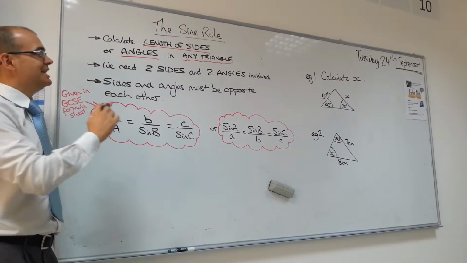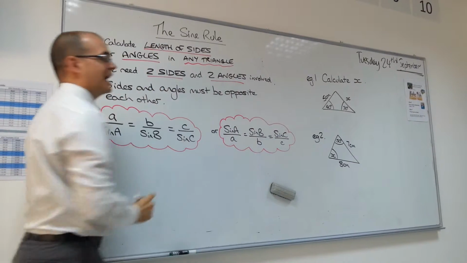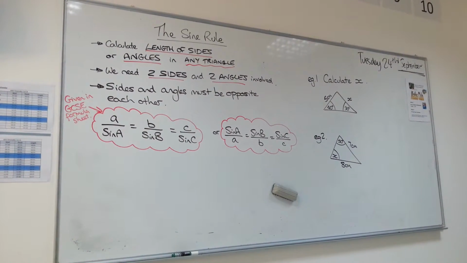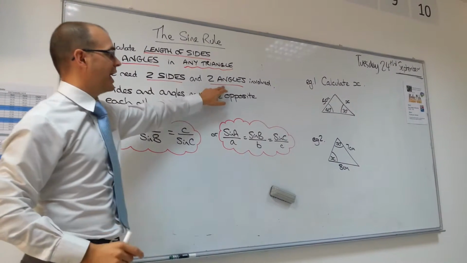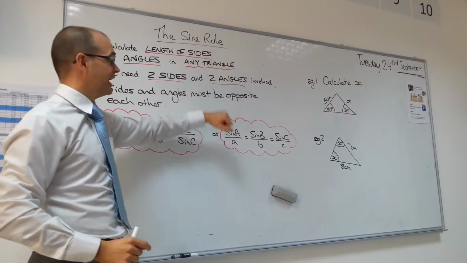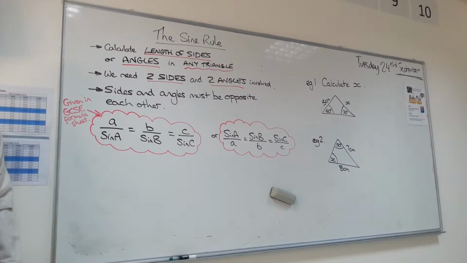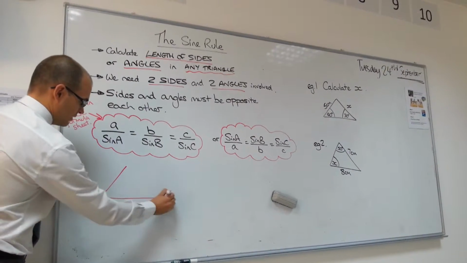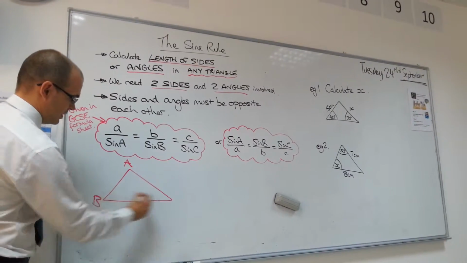What information do we need to be able to use this? Well, there has to be two sides and two angles involved. I use the word involved because one of those things is what we actually have to work out. So I don't mind if I have two sides and one angle and I want to work out the second angle, or I can have two angles and one side and want to work out the other side. That's fine. What's important, we've said from the diagram before that's given to you, is that angles and sides must be opposite each other.